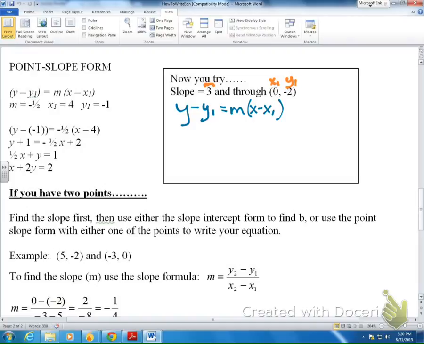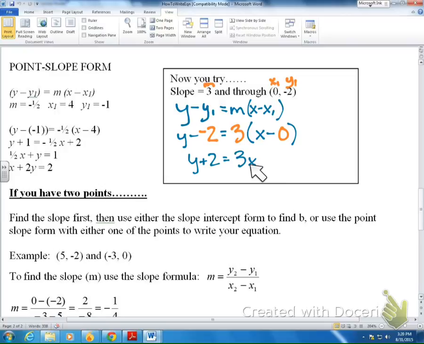So in this equation, I'm going to take y minus the y that I know equal to slope times x minus the x that I know. And we're going to clean it up from there. So y plus 2 equals, if I distribute 3x, 3 times 0 gives me 0.